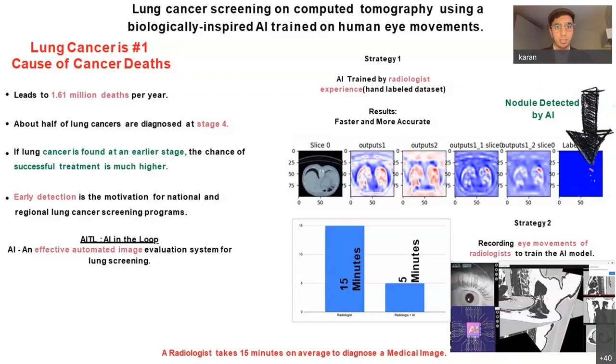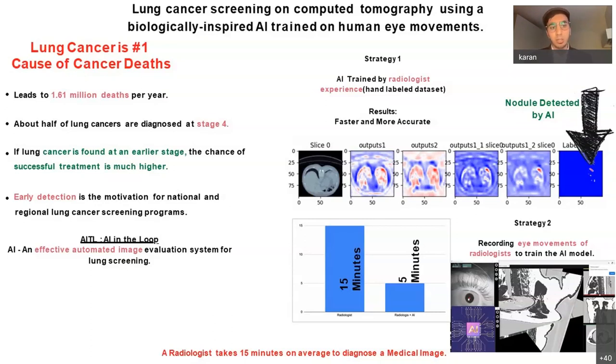Lung cancer is the most dangerous of all cancer types, and last year itself it caused around 1.61 million deaths. Most of these deaths are caused because lung cancer was diagnosed in stage 4 and stage 5. If unluckily any one of us is diagnosed in stage 4 or 5, it's very difficult to recover, because the lung cancer has grown to a stage where it cannot be cured using medicines alone.